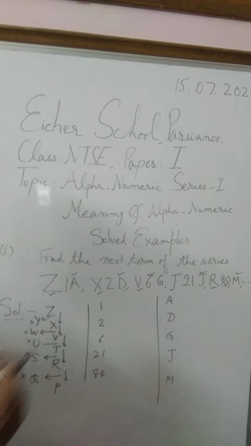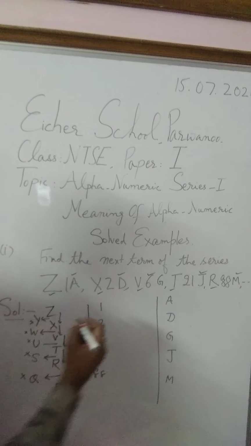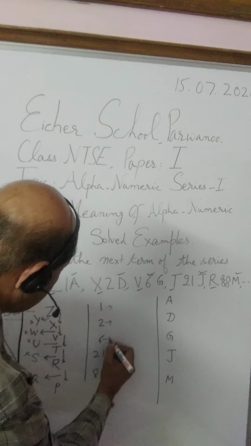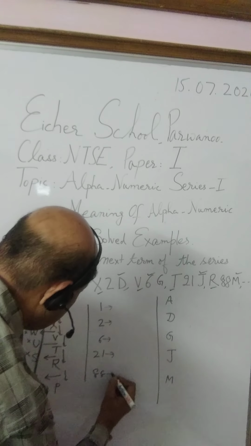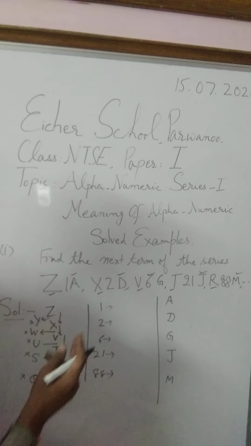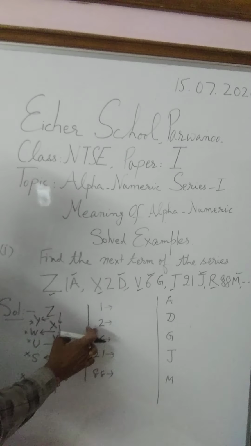Thereafter again we have numeric digits. Here 1 can be written as, 2 can be written as, 6 can be written as, 21 can be written as, 88 can be written as in some pattern. Now in certain questions it sometimes takes a very long time to find such patterns, and sometimes we find it very easy. Here let us see how we will do it. 1 can be written as 1 into 1 plus 1, that becomes 2.